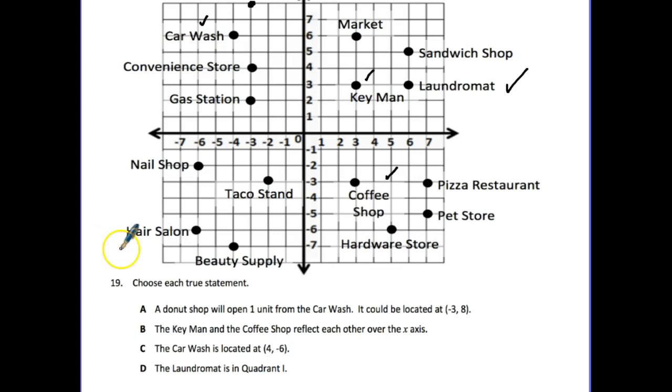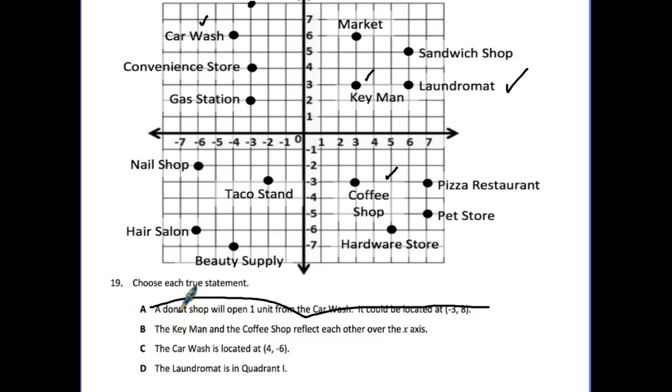Okay, so a donut shop will open 1 unit from the car wash. It could be located at X is -3, Y is 8. Well, this is -3, 8. This is the car wash. And if I go over 1, there's 1 unit, but then it's up 2. So that is not a true statement.